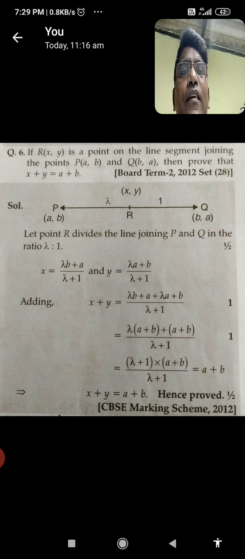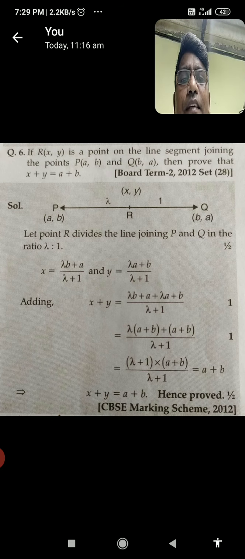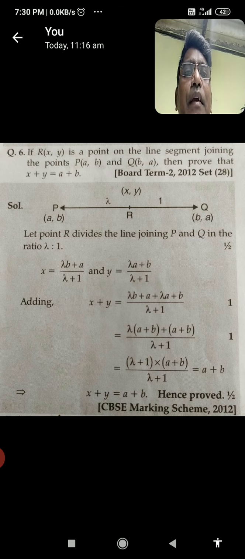Clear to you? So here m1, m2 are not given. What I told, m1, m2 not given, k:1 we take, but in a different book I took, they used lambda. It is called lambda, or k:1 also we can substitute, no problem is there. So let point R divide the line joining P and Q in the ratio lambda is to 1 or k:1. By substituting in the section formula, for the x coordinate we are getting (lambda b plus a) upon (lambda plus 1), and the y coordinate (lambda a plus b) upon (lambda plus 1).